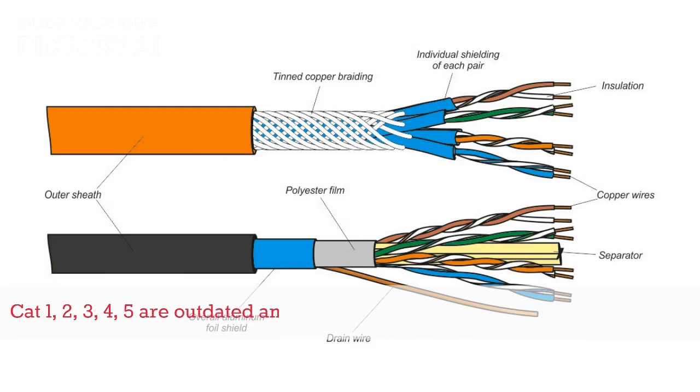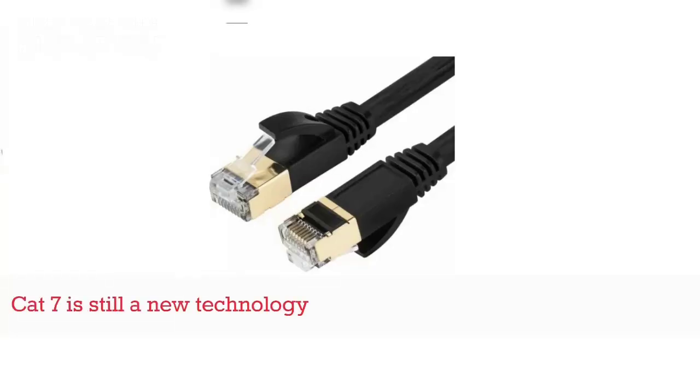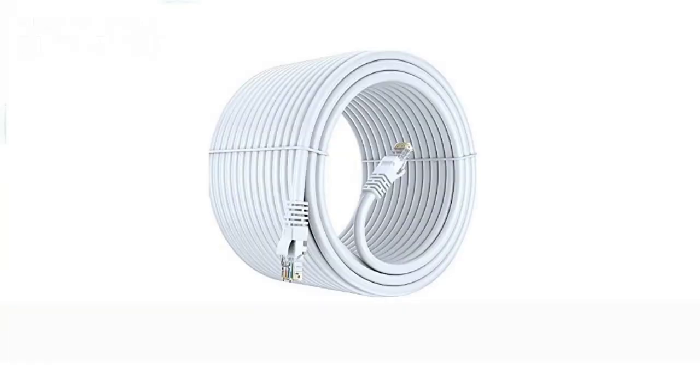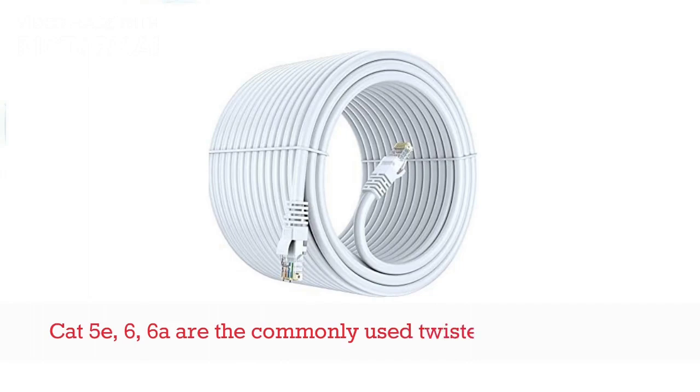Cat 1, 2, 3, 4, 5 are outdated and not used in any modern LAN network. Cat 7 is still a new technology and not commonly used. Cat 5e, 6, 6a are the commonly used twisted pair cables.